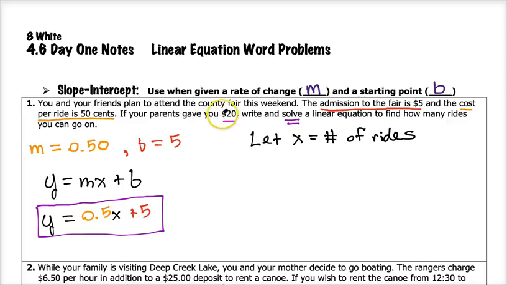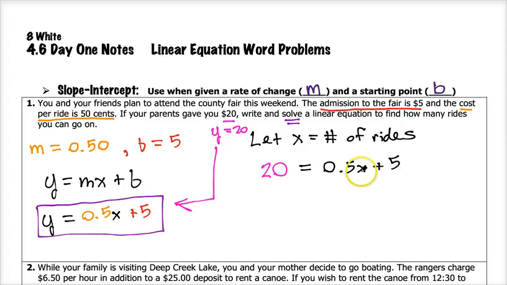And the $20, okay, the $20 is the amount that we've been given. That's going to be the y value. So we're going to substitute that $20 in for y into our equation here. Okay, so here's how this will look. We'll take our 20, put it in for y, and then everything else is going to stay the same. 20 equals 0.5x plus 5, and now we're going to solve this equation for x.